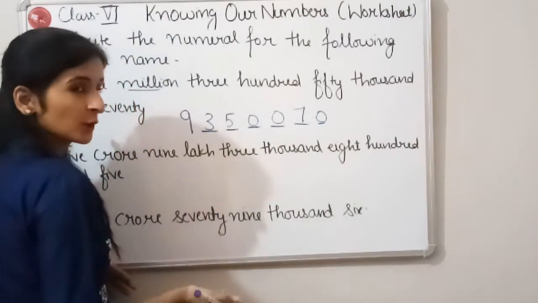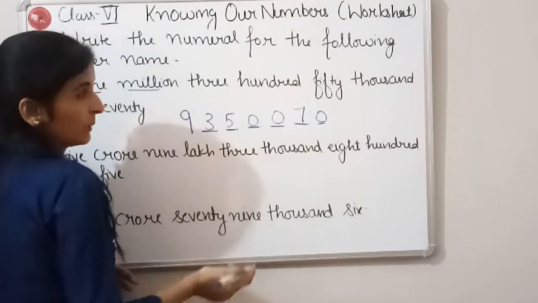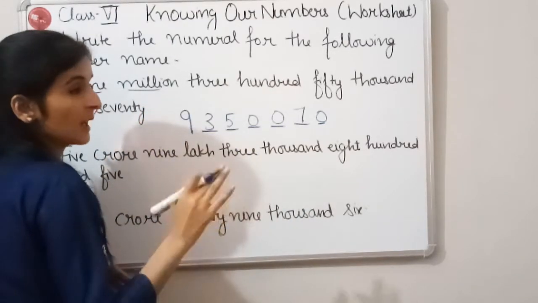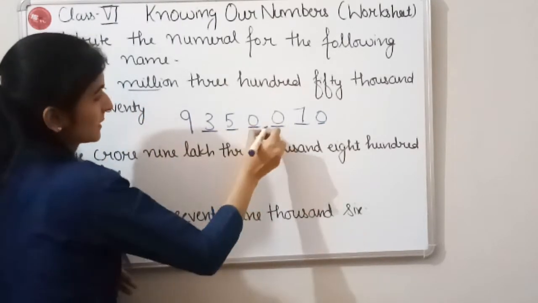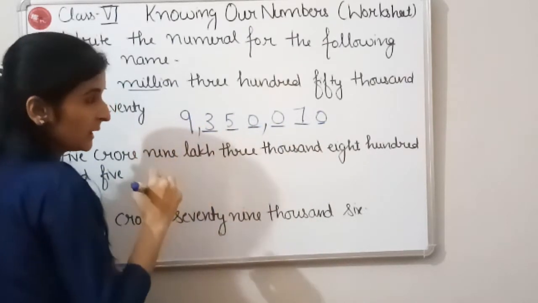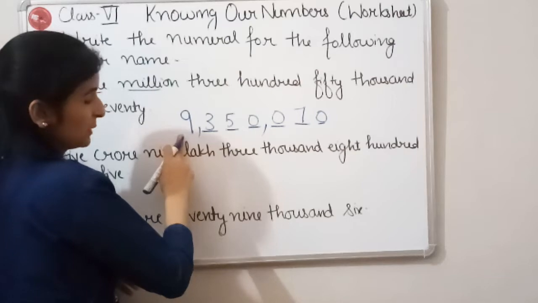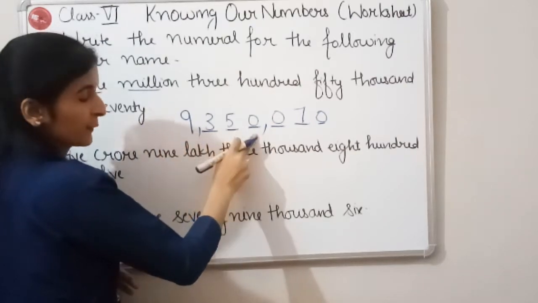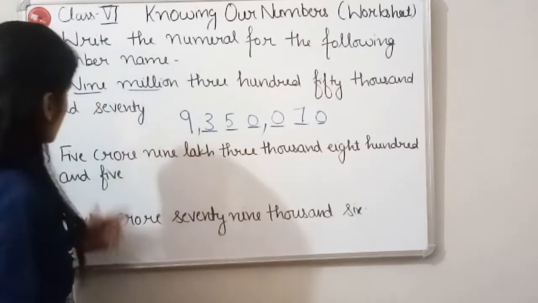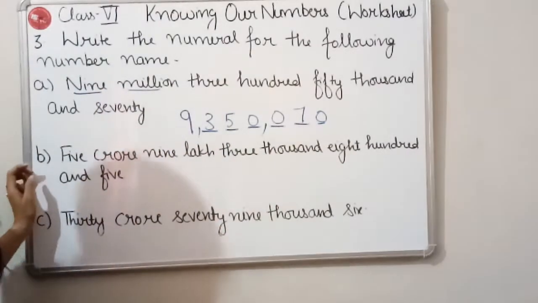And how do we put commas? This is an international number system, so we put commas after leaving 3 places. So first comma will be here and then the other comma will be here. So this is 9,350,070. Fine. Now let's come to B part.